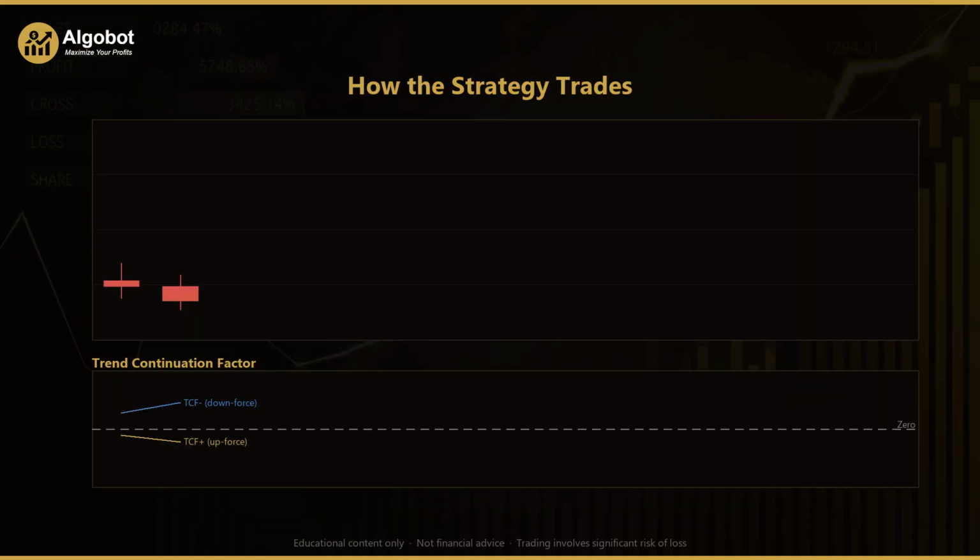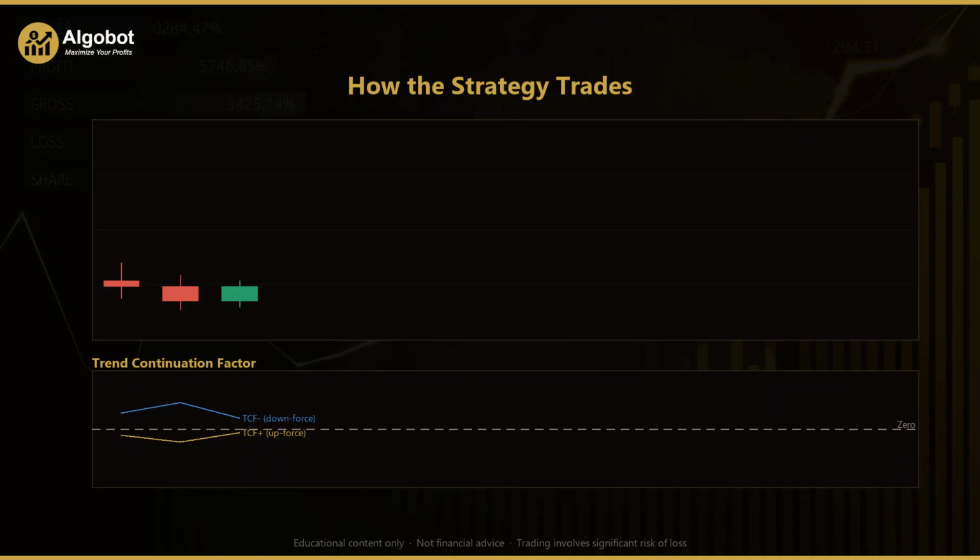Let's bring the whole strategy to life on a chart. On screen, you can see a series of candles across the top, and below them a subpanel showing the trend continuation factor. The gold line is the positive leg, which we'll call up force, and the blue line is the negative leg, the down force. The dashed line running through the middle marks 0, and that 0 line is the key reference the expert advisor watches.